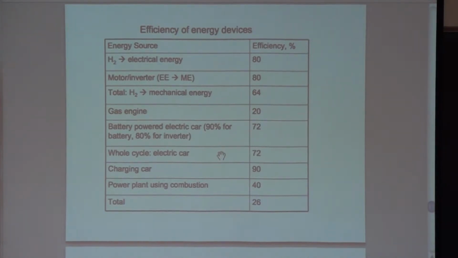For a whole cycle electric car, the efficiency is 72%. Charging the car is 90% efficient. A power plant using combustion, for example, burning natural gas, is 40% efficient. So if you combine these three together, 0.72 times 0.9 times 0.4, note that the total efficiency for an electric car is 26%, which is not much more efficient than a gasoline engine.